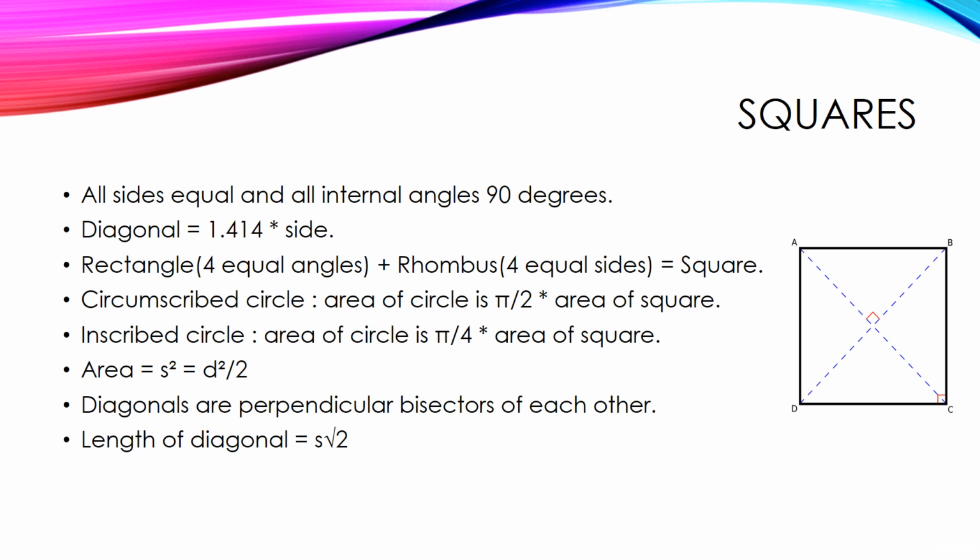Each diagonal of a square is the perpendicular bisector of the other. That is, each cuts the other into two equal parts and they cross at right angles. The length of each diagonal is s root 2, where s is the length of any one side.